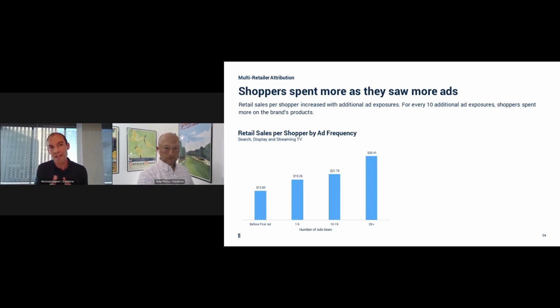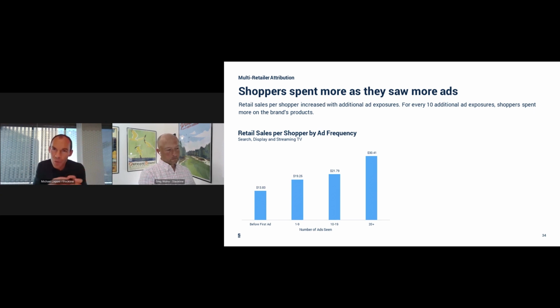And then the last cut of the data here, and then we'll get into the key takeaways and next steps, is how did the retail sales per customer grow as those shoppers saw a higher frequency of ads? And so similar to that Thursday Night Football example we talked about at the beginning, your average active customer with that brand was spending about $13 on average in the period before. But then after they began to see and engage with the ads, those same customers began spending between $19 and up to $30 based on the frequency of ads that they saw.